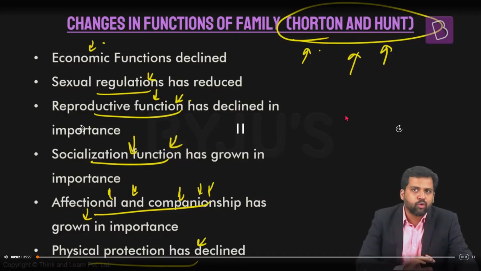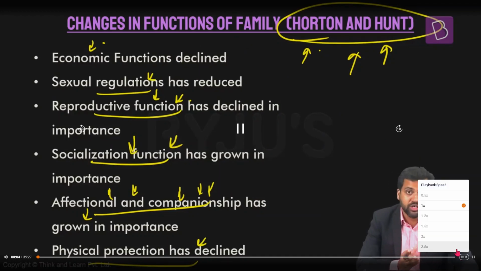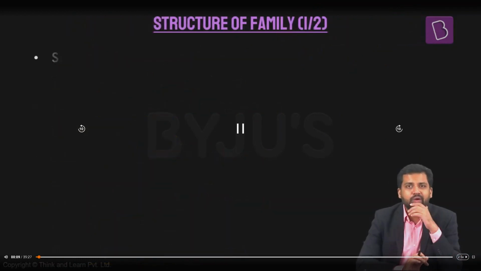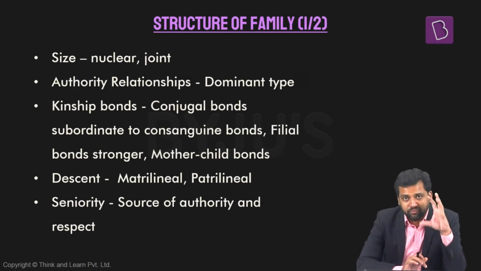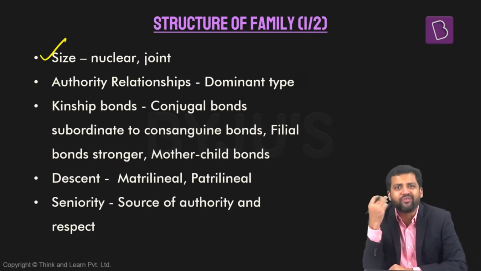Now that we have an idea about the functions of a family, also the dysfunctions and how the functions are gradually changing over a period of time, let's try to understand the internal dynamics within the family. What is the structure that exists within a family? Along a few lines, we can analyze. First thing, different families will have different sizes. Families vary in terms of size.